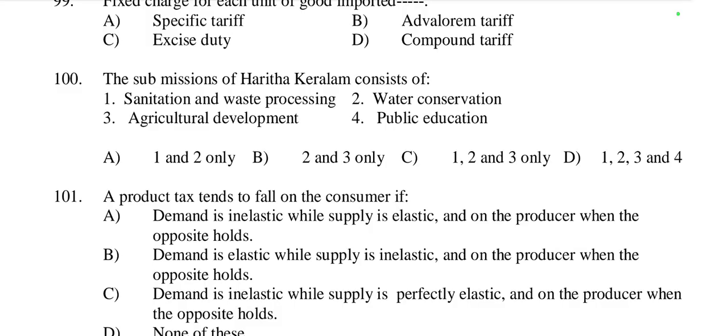if we take the different projects under Haritha Keralam, first one is sanitation and waste processing. It is under Haritha Keralam project or mission. Then water conservation, it also comes under Haritha Keralam. Then agricultural development, it is also under Haritha Keralam, but public education does not come under the Haritha Keralam.